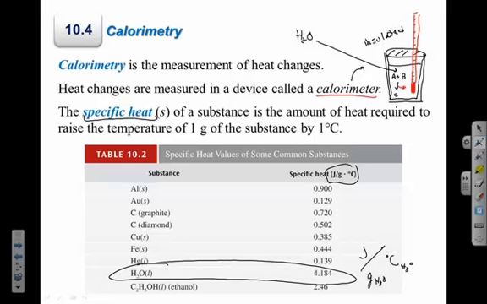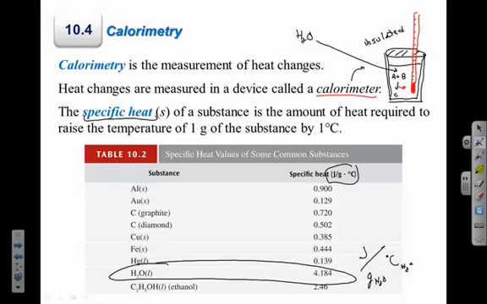That's a relationship. It tells me, depending on how many grams of water I have in here, plug that in here. Depending on how much the temperature changes, plug that in there. I can relate that to how many joules of energy that water must have absorbed or released, depending on whether the temperature went up or down. So specific heat is really nice.